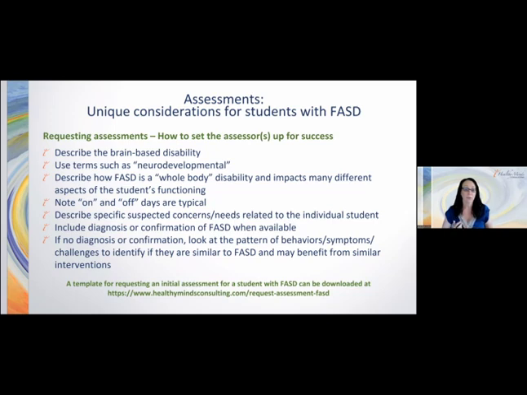So we want to start by describing our child's brain-based disability. What does that look like? What kind of processing challenges do they have? And really use terminology that brings it back to the understanding of the brain and central nervous system. In order to do that, we can use terms such as neurodevelopmental. So it's looking again at the neurology and the body and how our body develops and how the neurological system develops. We want to describe FASD as a whole body disability and how that impacts the various aspects of the student's functioning.